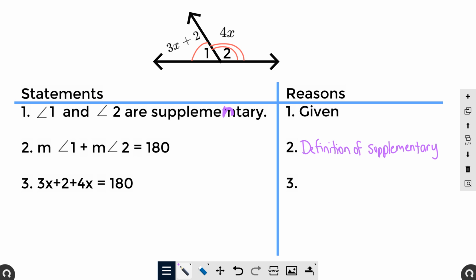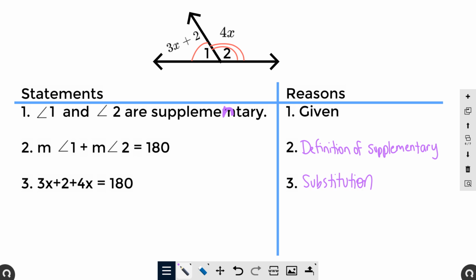Now, what happened from statement 2 to statement 3? I went from angles to 3x plus 2 plus 4x. How did I go from there to there? Substitution. I substituted in what my angles were. Angle 1 is 3x plus 2, and angle 2 is 4x. So I made a substitution. I cannot spell today. Let's try that again. Substitution. Helps if you sing it, right?